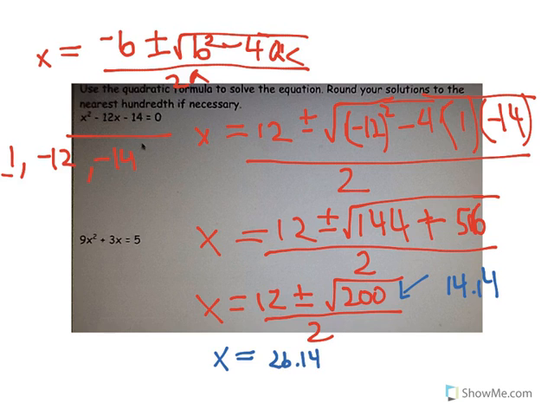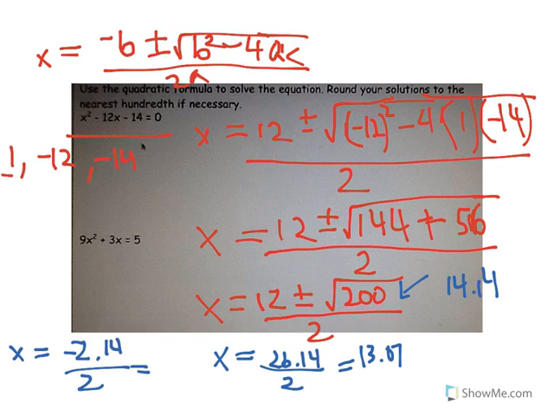That's going to be 26.14. So we have to do 2 different solutions here. That's going to be divided by 2. And then when we divide that number by 2, we'll get 13.07. So that's our first solution. Our second solution, I'm just going to write it over here. It's going to be 12 minus that value. So when we subtract that value, we're going to end up with negative 2.14, over 2. So it's going to be negative 1.07.